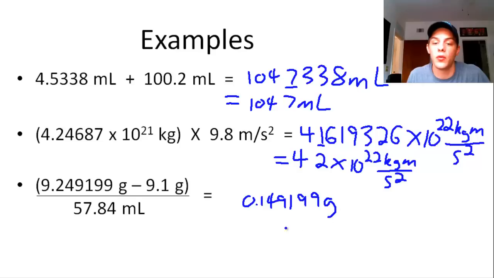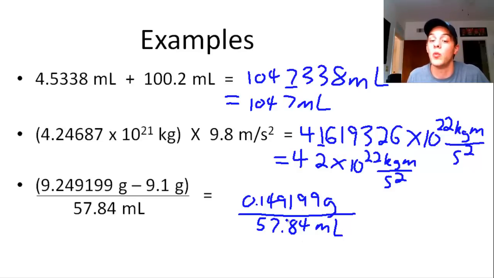0.149199 grams, and that's going to be, again, divided by 57.84 milliliters. Now again, we don't want to round this yet because we're not done. We only want to round when we get to the very end. However, we want to keep the number of sig figs according to the rules associated with addition and subtraction, which is to take the fewest number of decimal places. So this goes way out here. This one over here only goes to the tenths place.